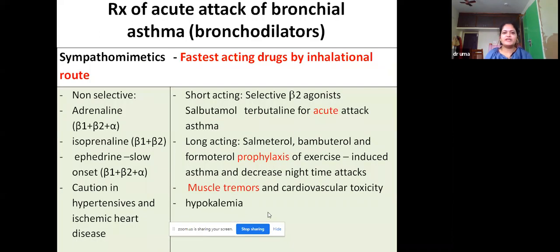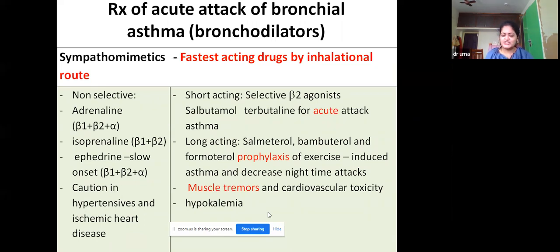And now, treatment for the acute attack of bronchial asthma. For the acute attack, we will be giving bronchodilators. In this, sympathomimetics are the fastest acting drugs by the inhalational route. They are of two types, non-selective and selective. Non-selective are adrenaline, isoprenaline, and ephedrine.